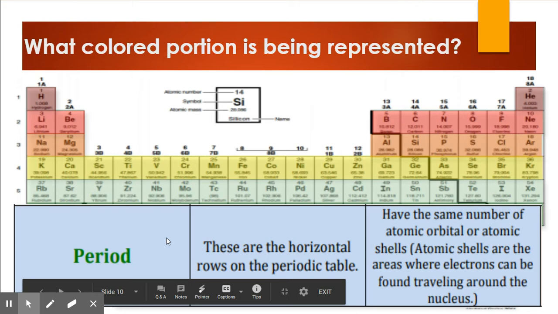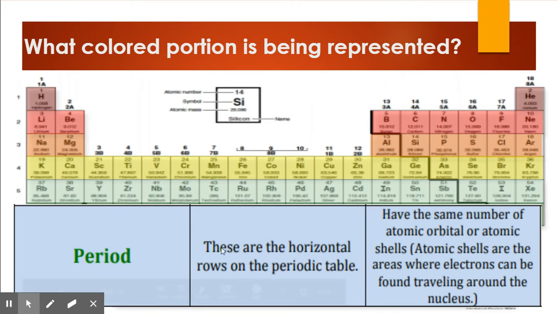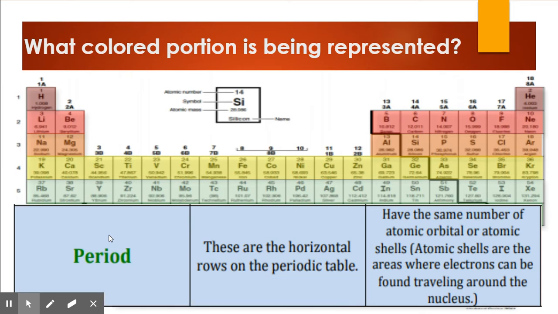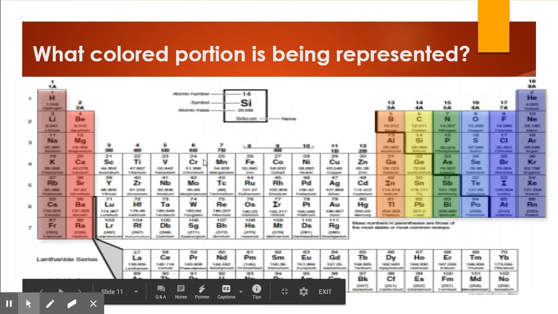Remember, periods, these are horizontal rows on the periodic table. I remember that because, again, I write a sentence and I place a period. So my periods always go horizontally. They have the same number of atomic orbitals or shells or energy shells. Those are the rings around the nucleus where you can find your electrons.